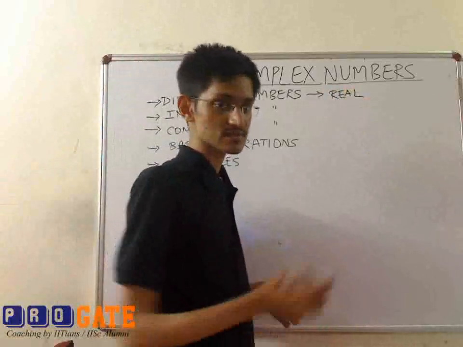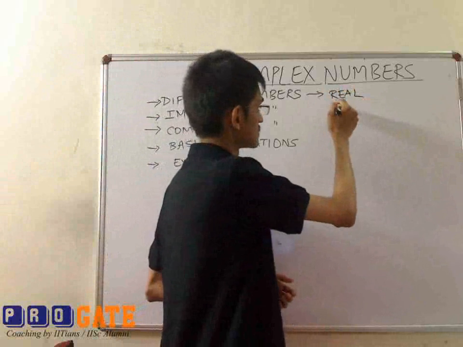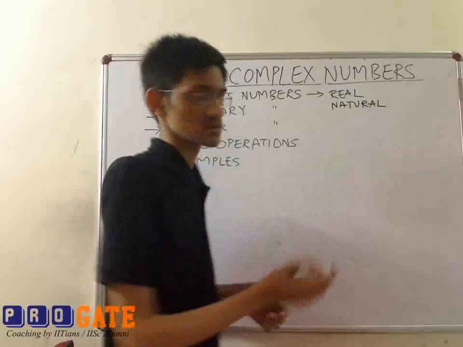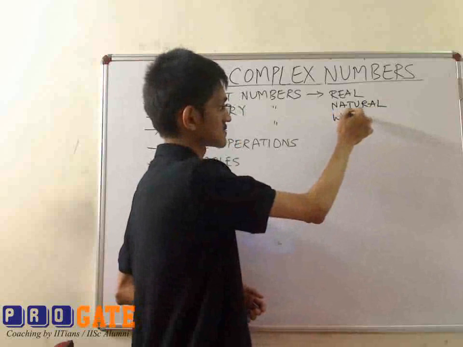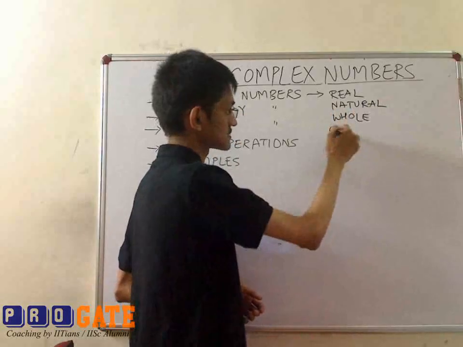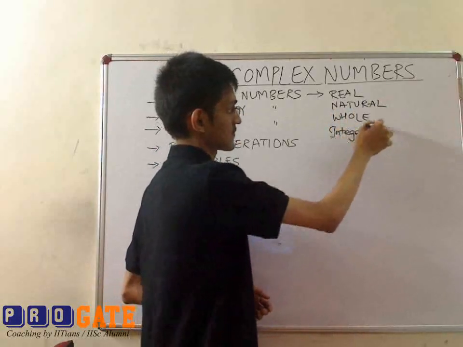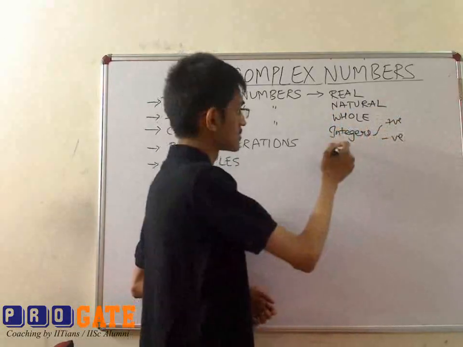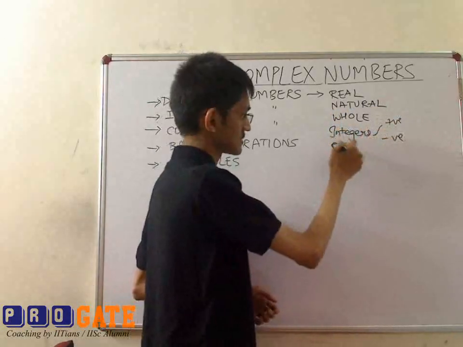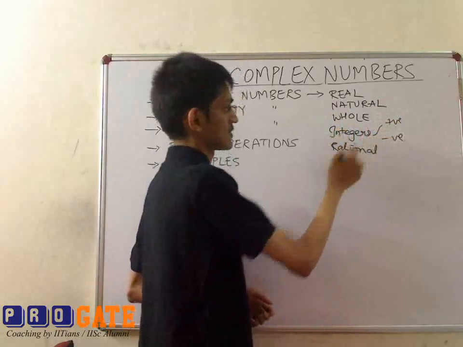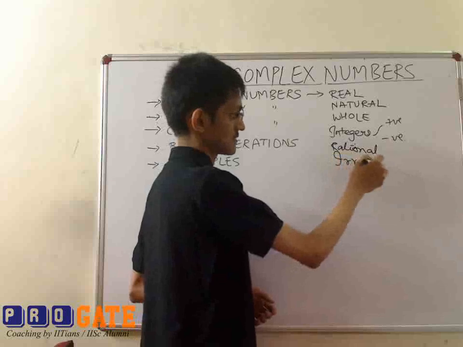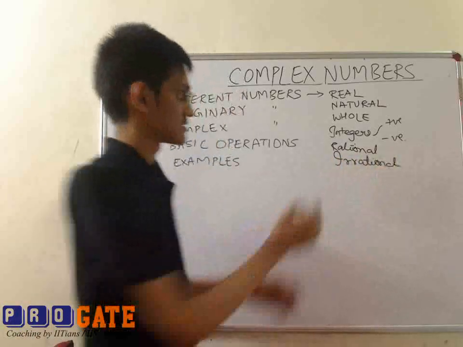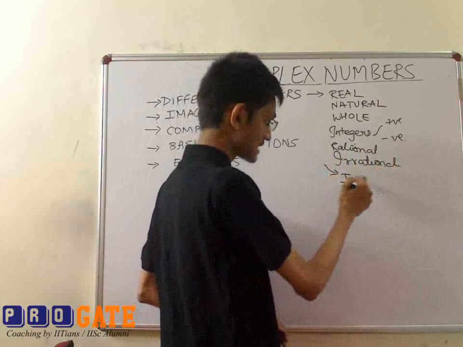real numbers, then it would be natural numbers, whole numbers, integers, rational, irrational. In this way the list may continue. You may also come across imaginary numbers.